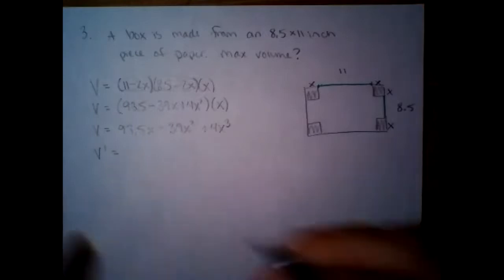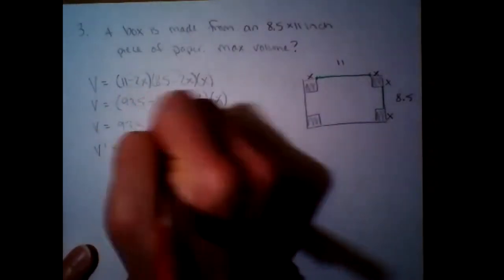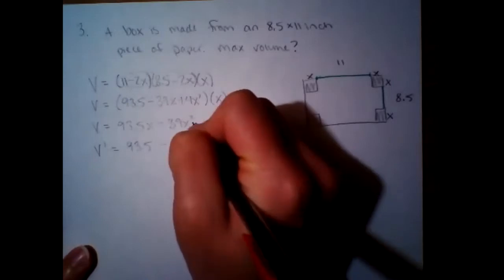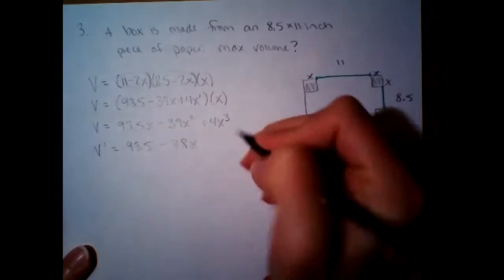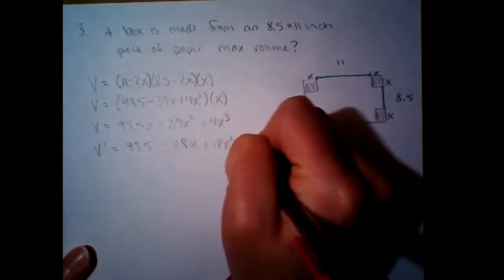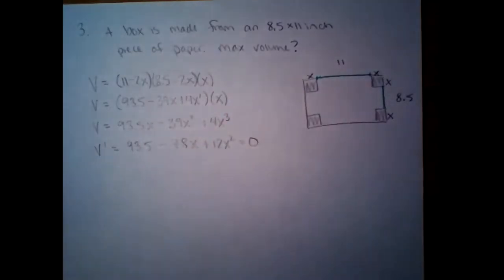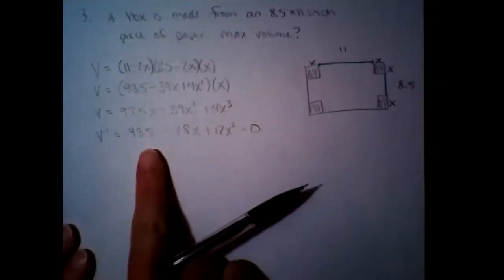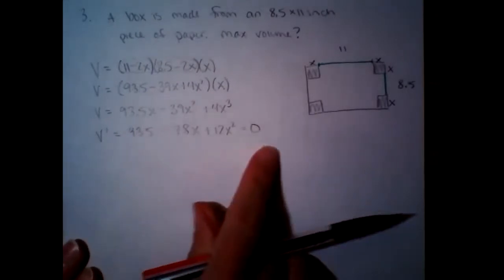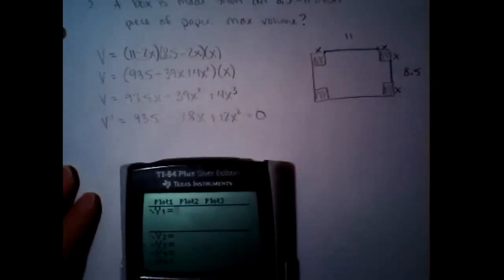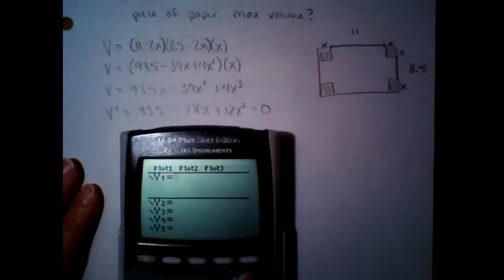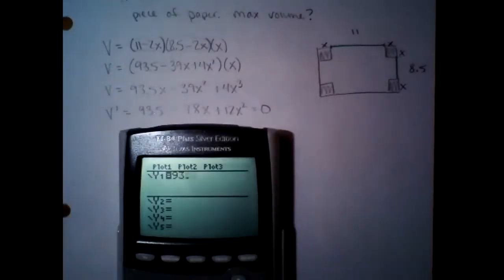All right, so this derivative would be 93.5 minus, gosh, what is that going to be? 78x plus 12x squared. We're going to set that equal to 0. Now here's where the calculator comes in, because this does not factor. If you could factor that apart and set the factors equal to 0, then you'd be okay, but you cannot factor this. So if you want to follow along in your calculator with me, go ahead and go to y equals, and I'm just going to type in that equation.